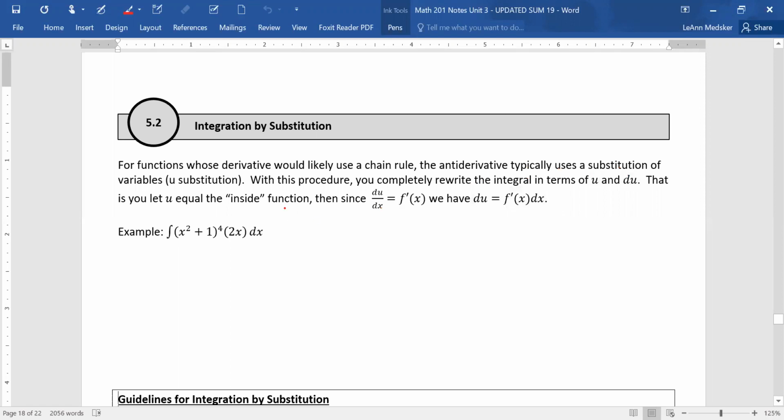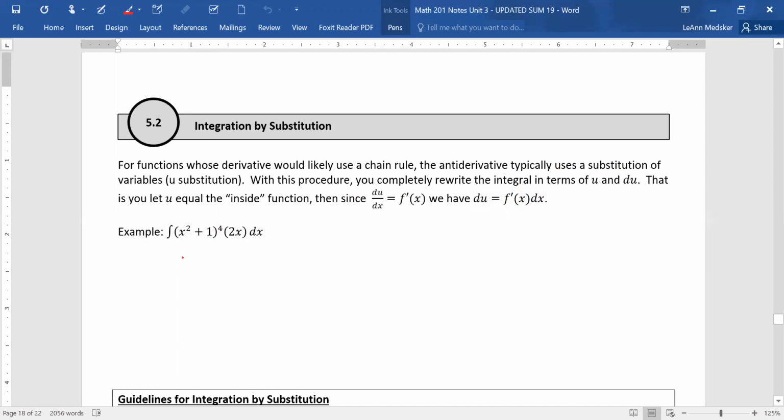u is the inside of the composition part. So like here in this first one would be the x squared plus 1, because that's being raised to the 4th power, so that's an inside function. And then du/dx is f prime of x, which means du is f prime of x dx. So it's the derivative of your inside function times the dx.